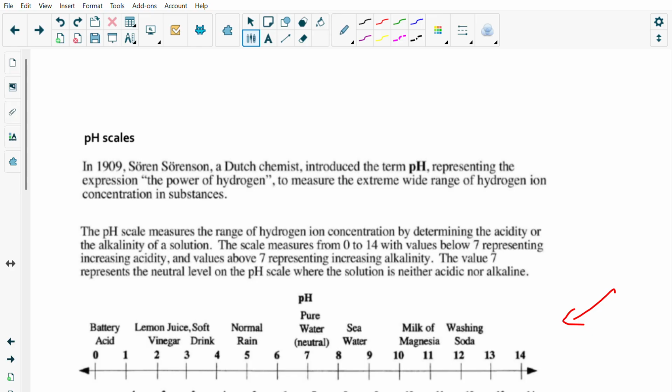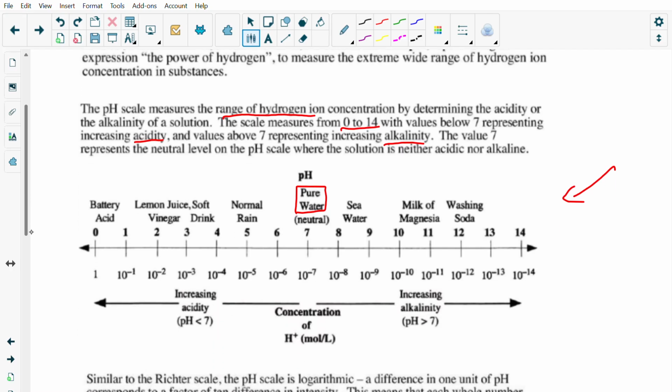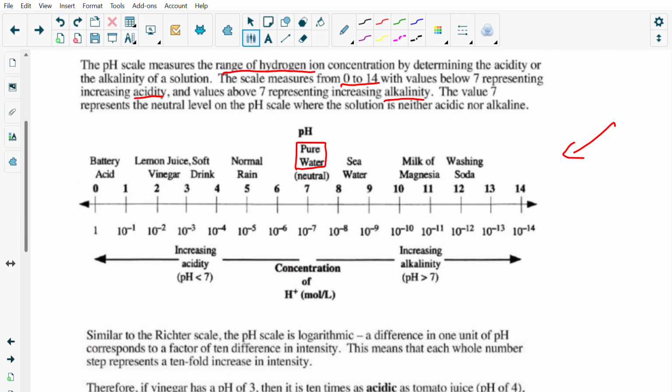The pH scale measures the range of hydrogen ion concentration by determining the acidity or alkalinity of a solution. The scale measures from 0 to 14, with values below 7 representing increasing acidity and values above 7 representing increasing alkalinity. The value 7 represents the neutral level on the pH scale, so water, where the solution is neither acidic nor alkaline. It's a handy little scale. Again, another area in science or natural phenomena where logarithmic scales really help us understand it better.